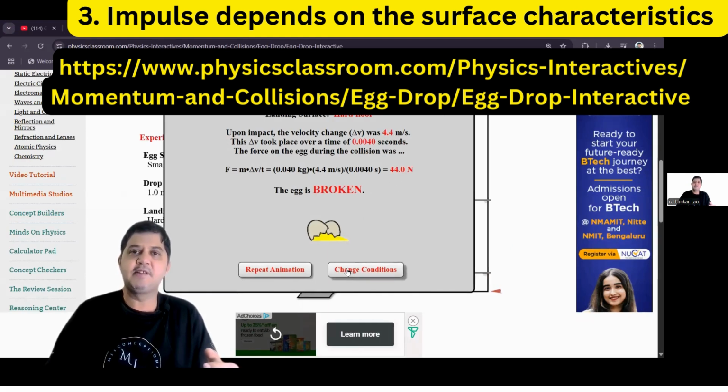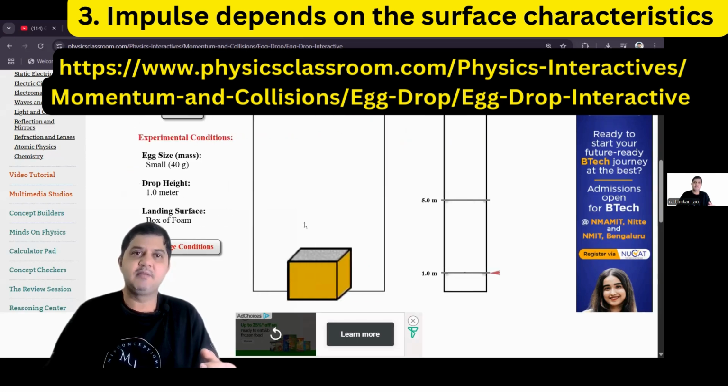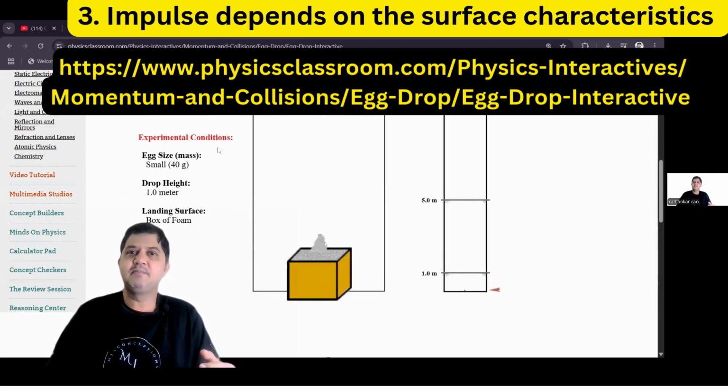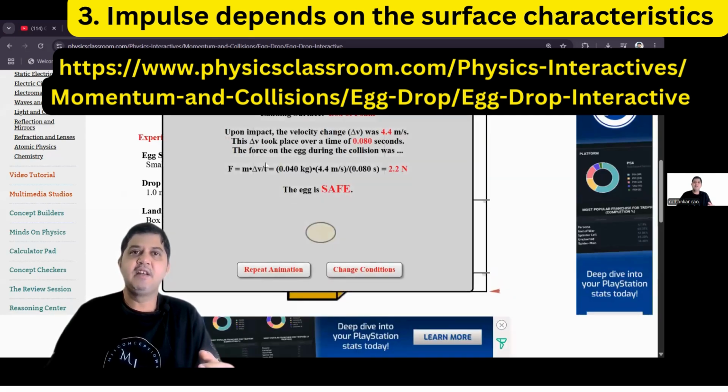Now what we'll do is let me change the conditions over here. The egg size is small, drop height is 1 meter once again, and I'll get a foam box over here. Now what will happen? Just like a trampoline, right? When you drop the egg, this will not break, and as a result you can see the egg is safe, and the force that acted on it is going to be 2.2 Newton.